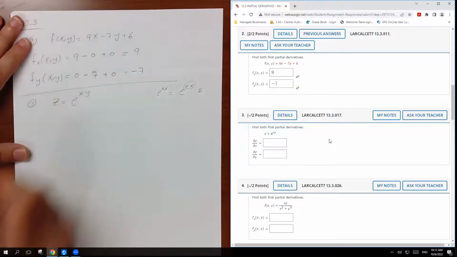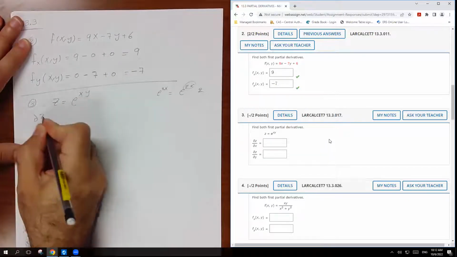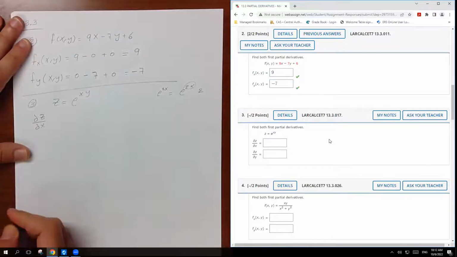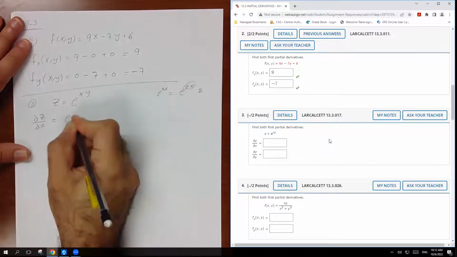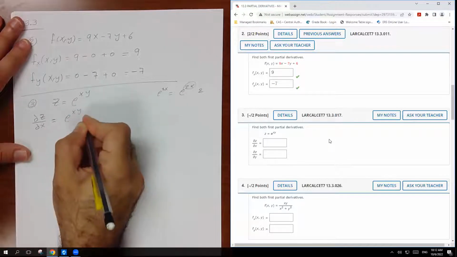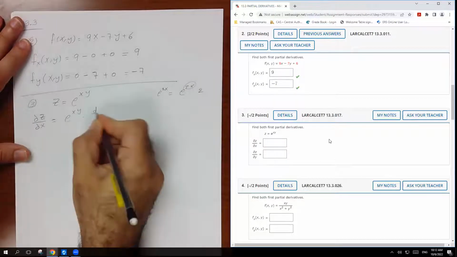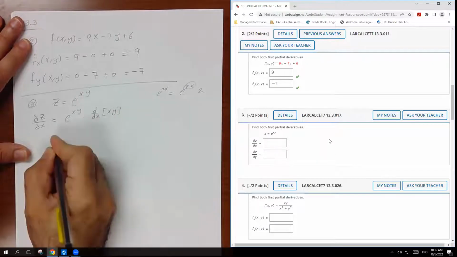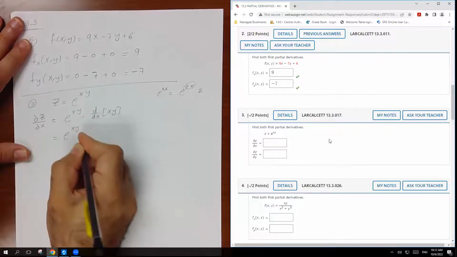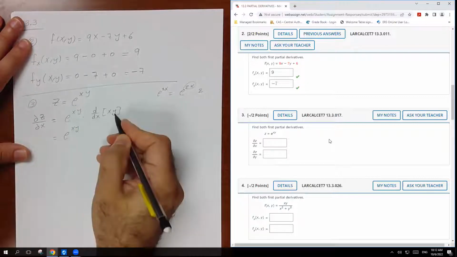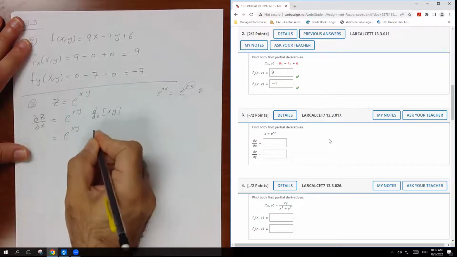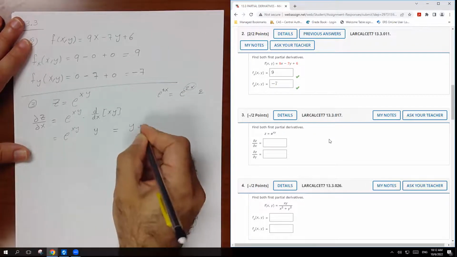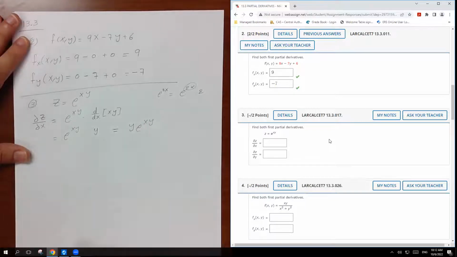So I need to find the partial derivative of z with respect to the x. That means it's going to be the same function times the derivative of the exponent, d over dx of xy. So it's going to be e to the xy times the derivative. This y is a constant. The derivative of x is 1, so what's left is just y. That means the result is going to be y e to the xy. So this is for the first one.